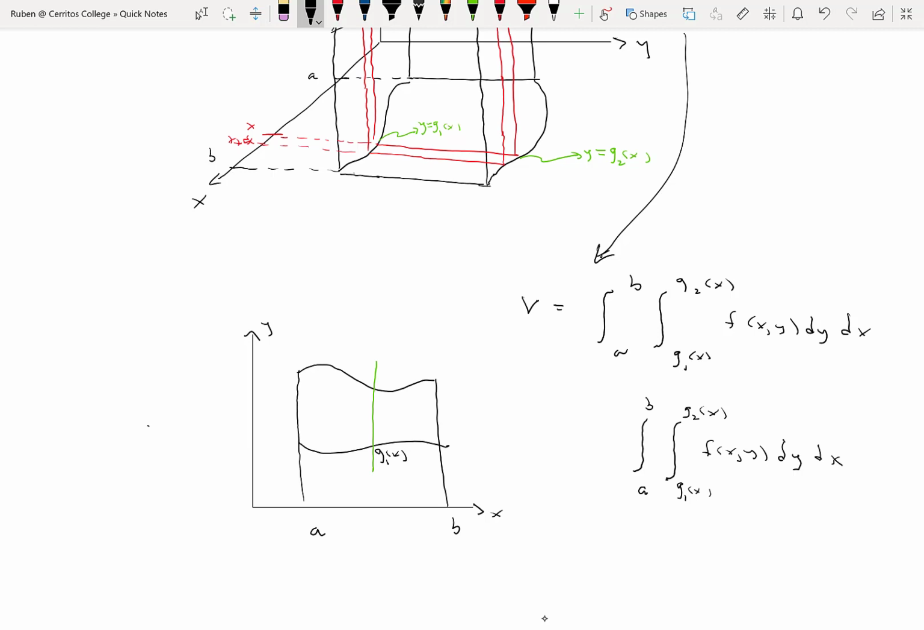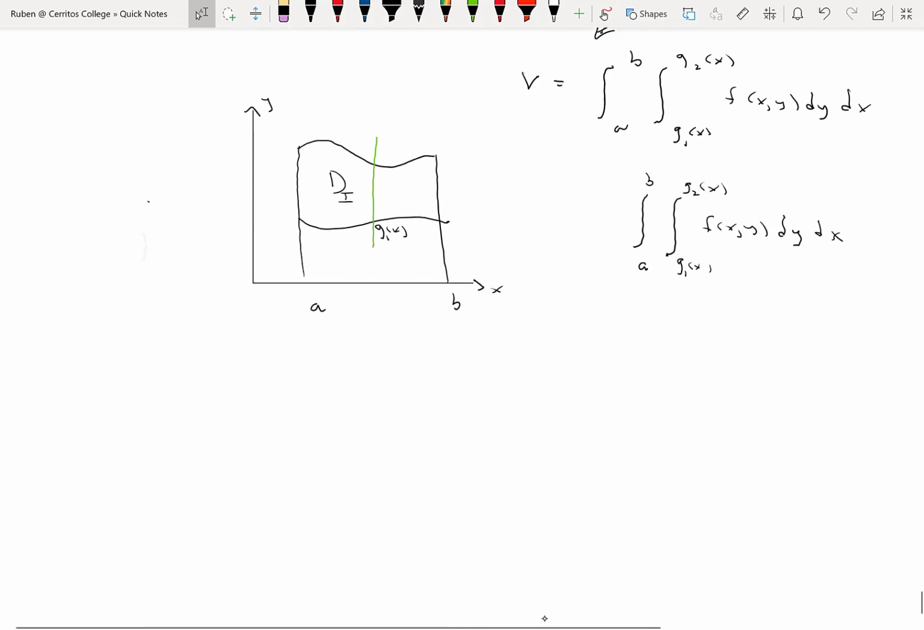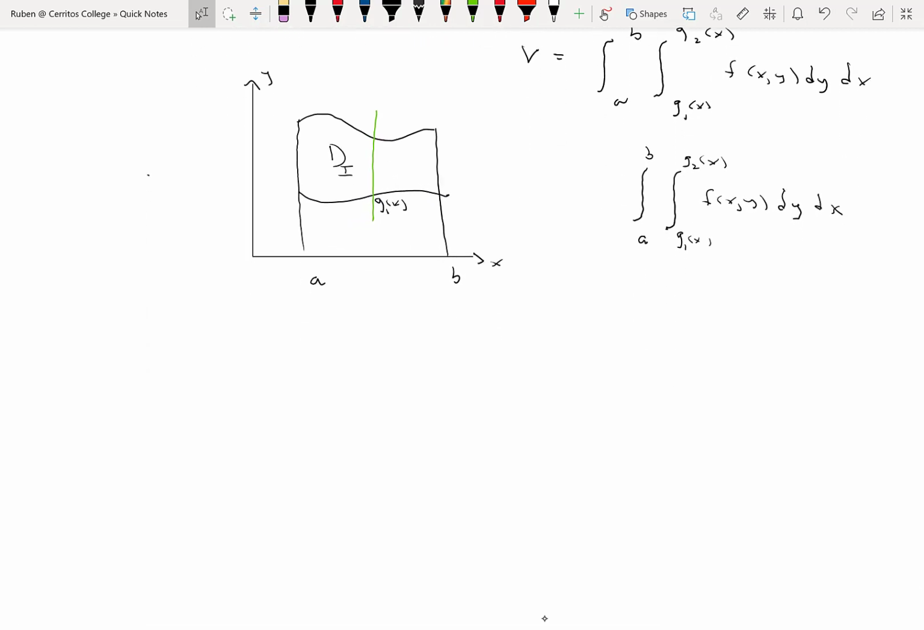Before we look at a specific example, I want to consider the other type of region that can occur in this section. This particular region of integration is a type Roman numeral 1 region, or D Roman numeral 1 region. We could also have in this section a type Roman numeral 2 region. The type 2 region is very easy to describe once we have the type 1 region.